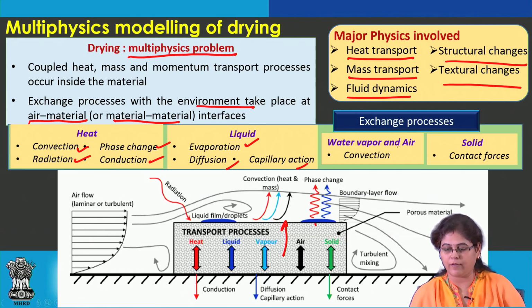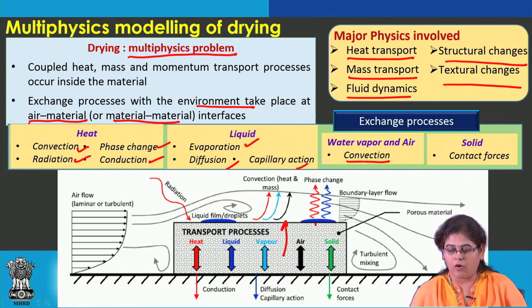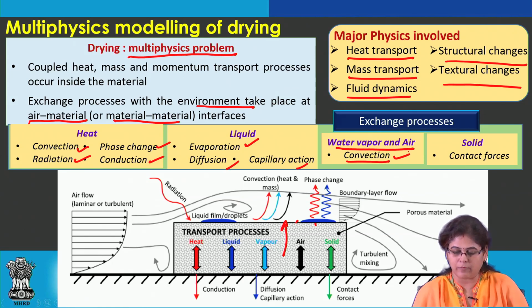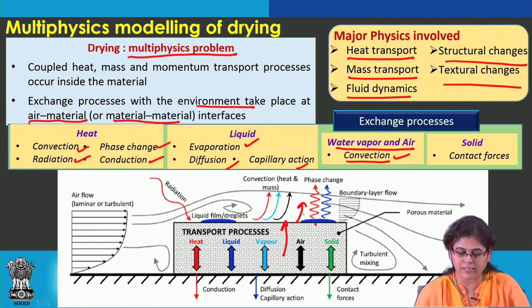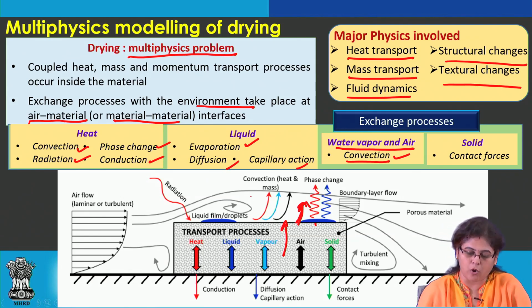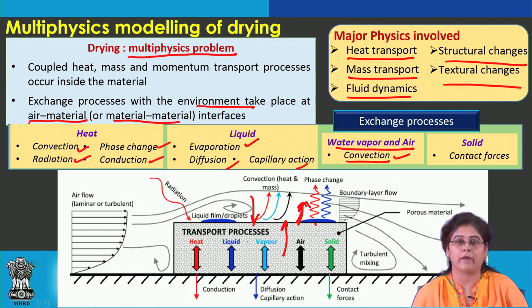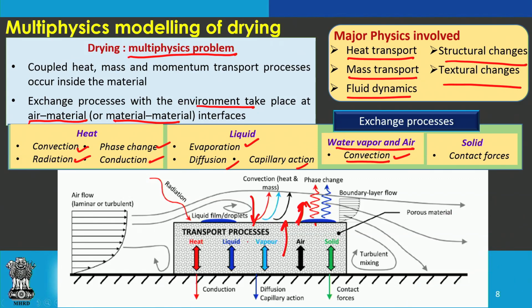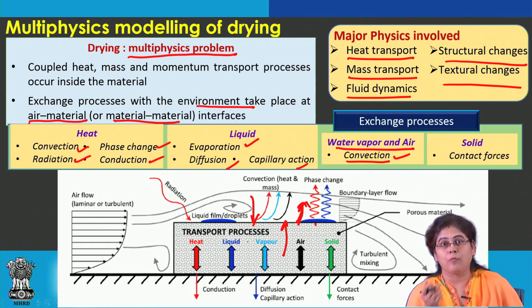For example, for water vapor and air, we have the convective heat transfer that is taking place, and again from the water vapor and air, as we can see, this convection is basically the convective mass transfer from the surface to the surrounding environment, whereas convective heat transfer is from the hot air to the surface of the food matrix. So, this is basically a very complex phenomenon of heat and mass transfer, which needs detailed investigation through the development of computational models.